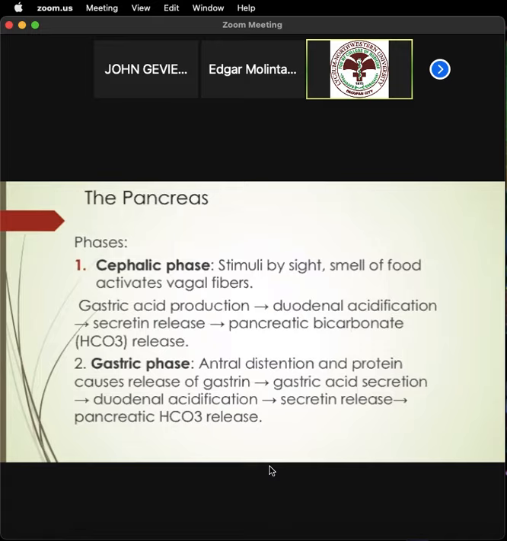Then if there's an actual ingestion of food, there's the gastric phase. If the antrum is distended, and there's also protein from the food ingested, gastrin will be released. Then gastric acid secretion and duodenal acidification occur, then secretin will also be released, causing the release of pancreatic bicarbonate.